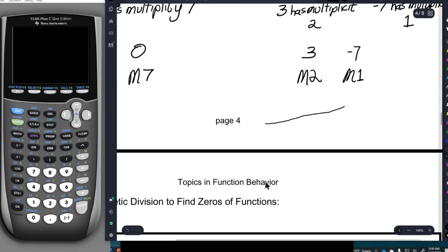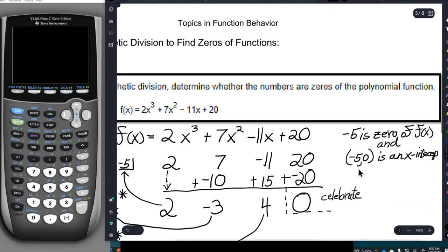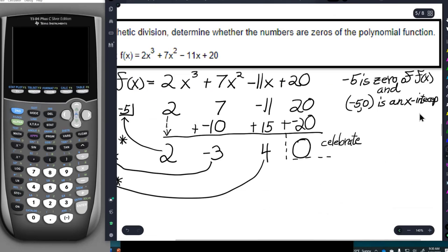What is that? Intercept. I don't have room for the T. Nasty thing. Okay. Fine. I'll just do it this way. X intercept.